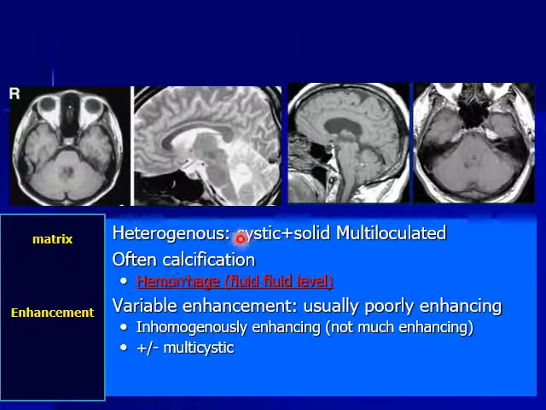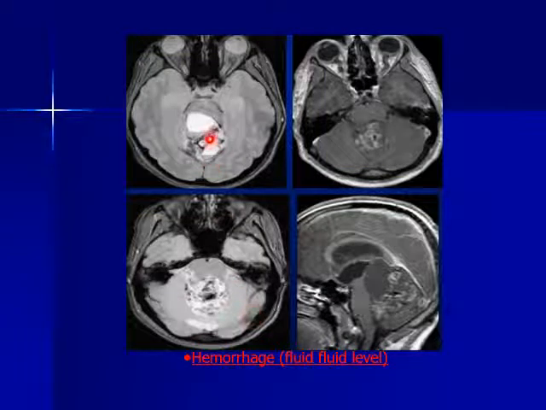We see it as a heterogeneous, solid and cystic multiloculated lesion with calcification, sometimes hemorrhage creating a fluid level, and this is a characteristic feature, with variable enhancement, usually poorly enhancing to heterogeneously enhancing. As you see, the tumor is bubbly like this, cysts and nodules, so heterogeneous within the fourth ventricle. You can see calcification and the very characteristic appearance of a fluid level due to hemorrhage, in addition to hemosiderin deposition. This tumor is called rosette-forming fourth ventricular glioneural tumor.